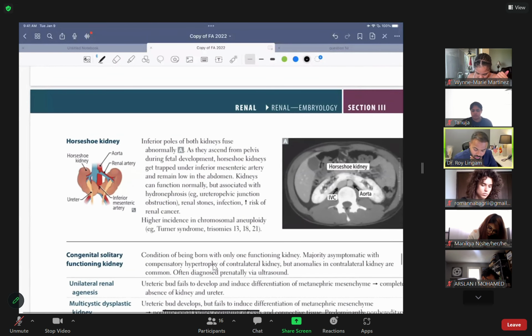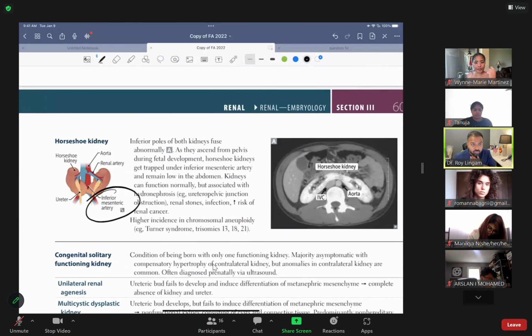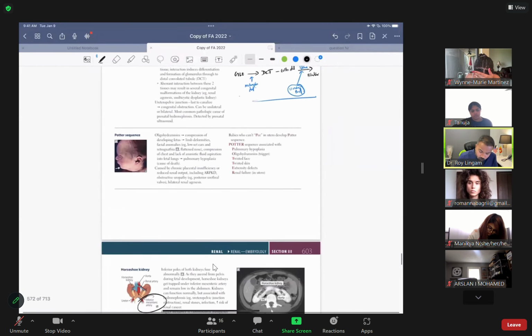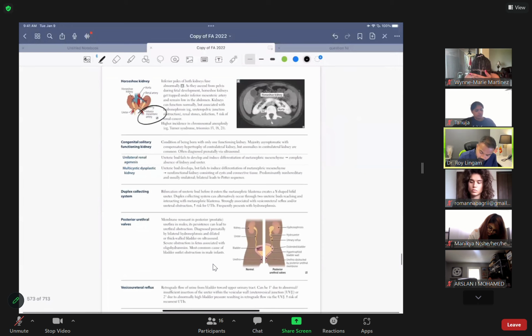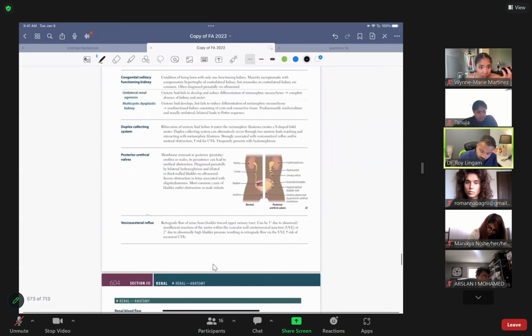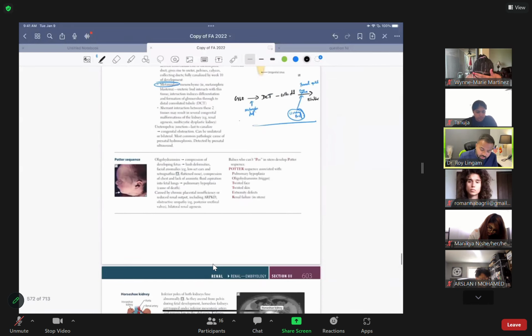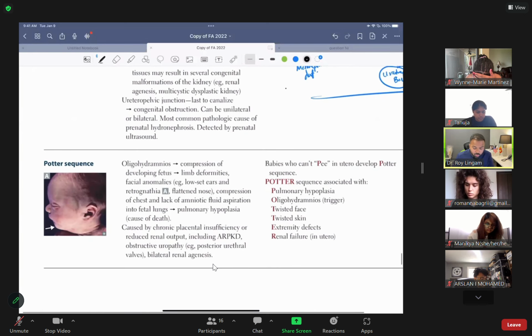I already talked about this. Inferior mesenteric artery of the horseshoe kidney, very important. I just want to talk to you guys here. And I already explained what is vesicoureteral reflux. The next thing I just want to talk about is parasequence, okay?